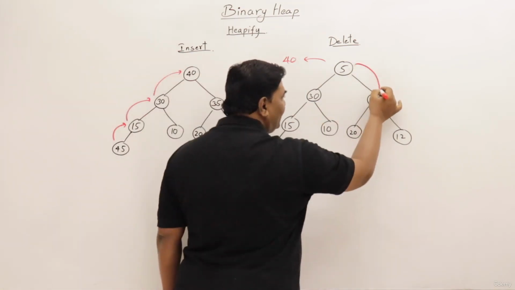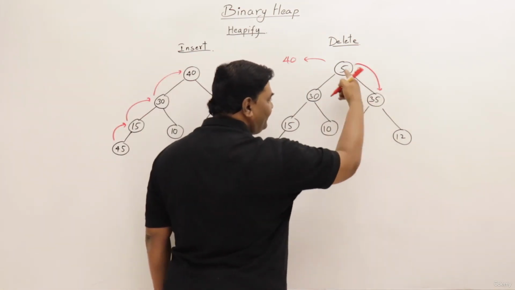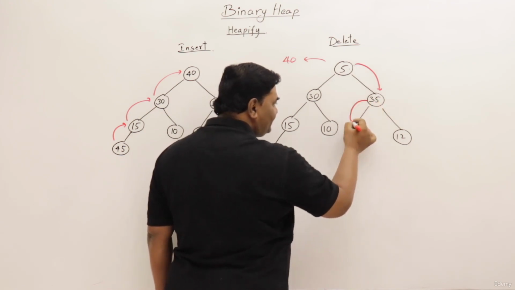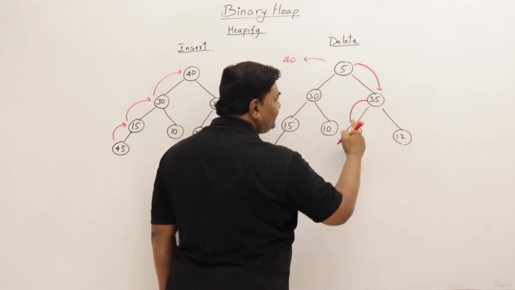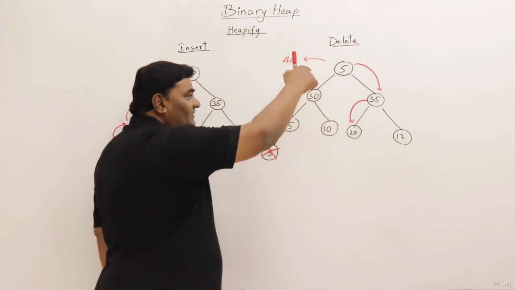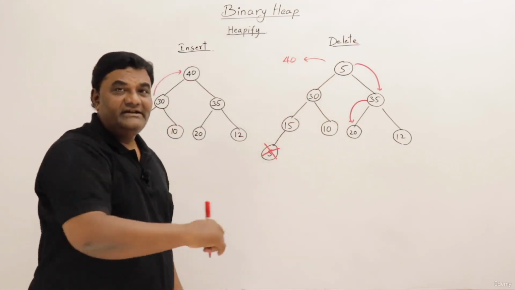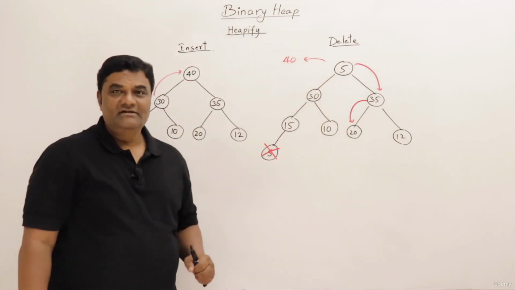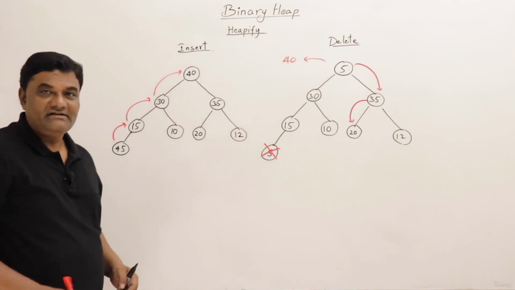How? We compare with the child. This is a greater child, so we swap it with this one. Then again we compare with the child, so this is greater out of these two, so swap it with this one. So we'll bring down the element from root towards leaf. This is important. Now we are ready to understand.